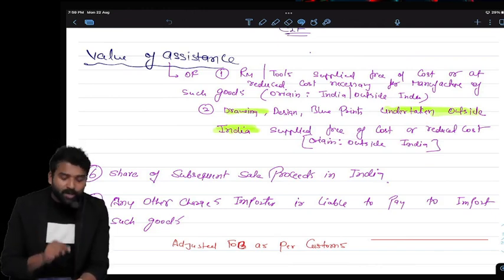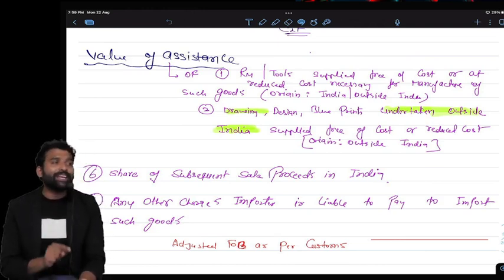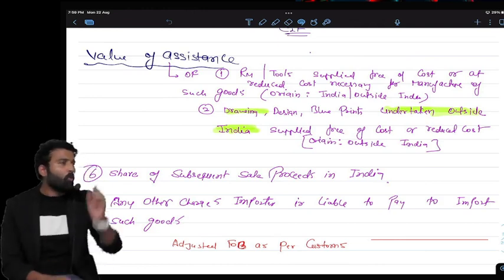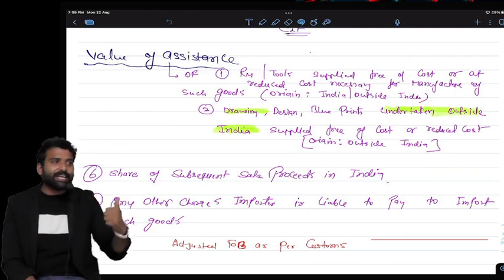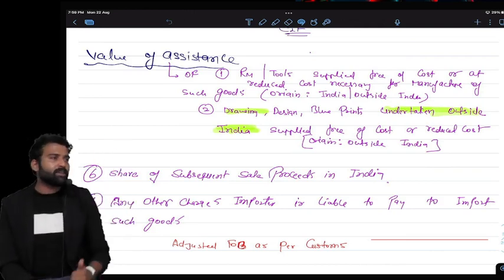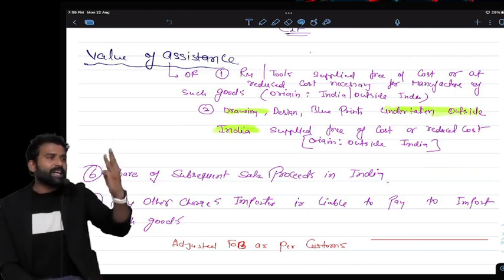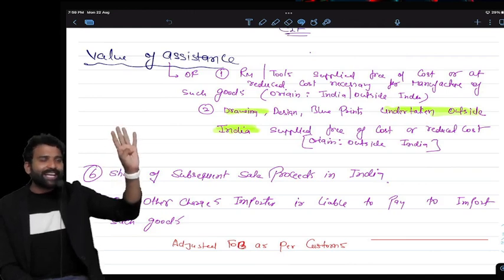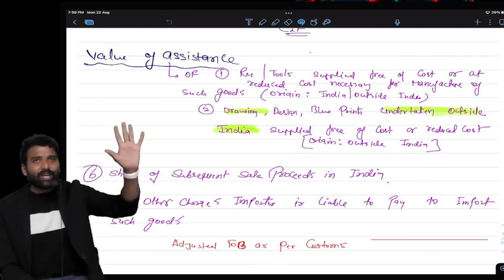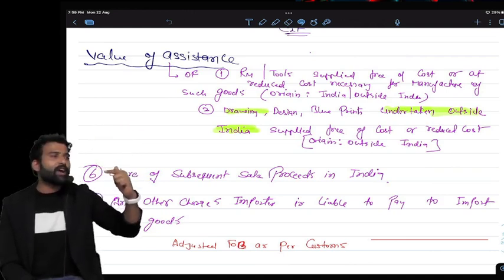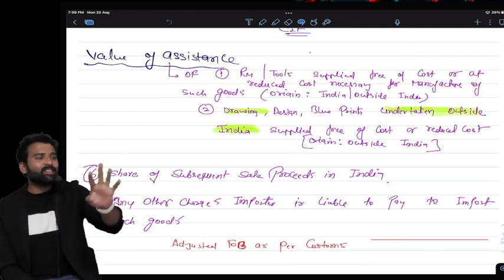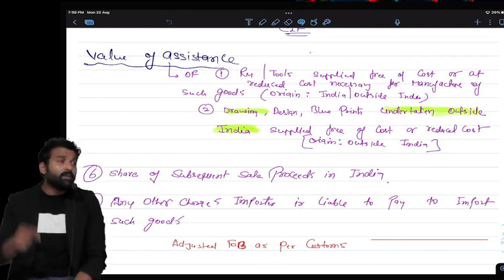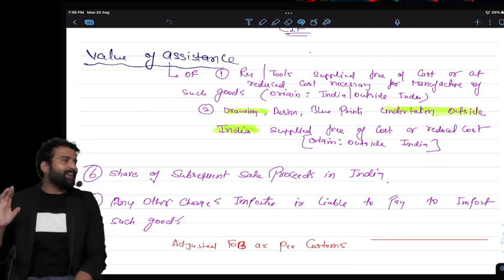So as per rule 10.1, how many inclusions do we have? 7. What are the 7 inclusions? I am repeating once again. Commission, except buying commission. Packing. Cost of container. Fourth one is royalty and license fees. Fifth one is value of assistance. Sixth one is share of subsequent sale proceeds. And seventh one is any other charges. These all are added in my FOB value.